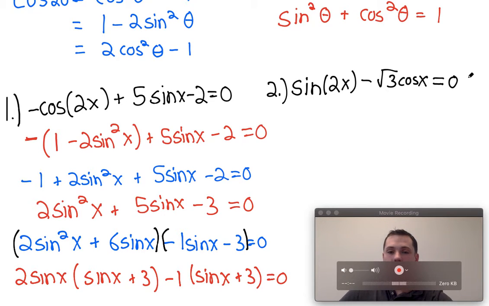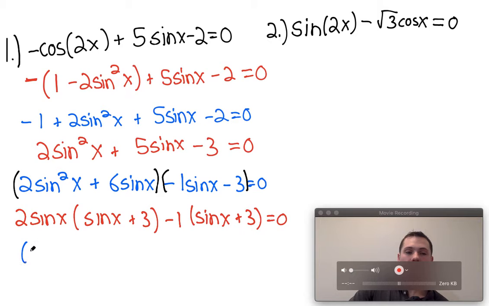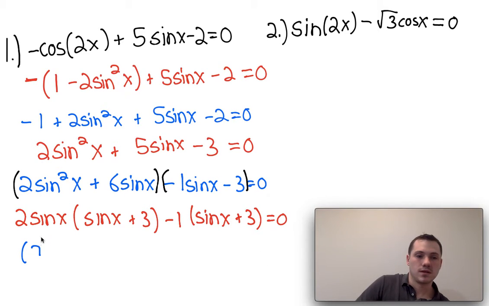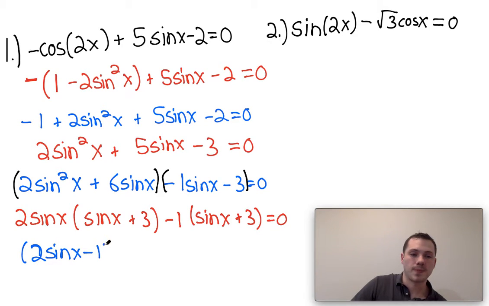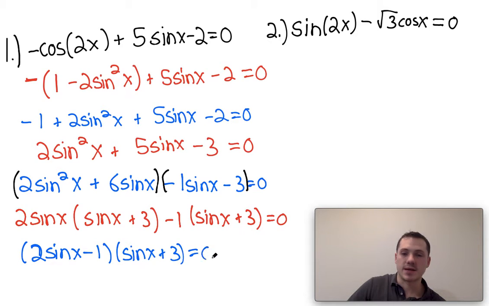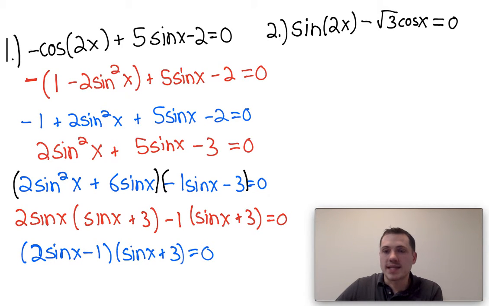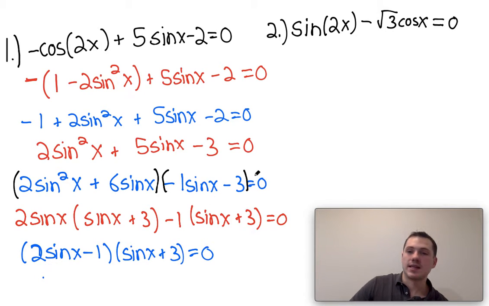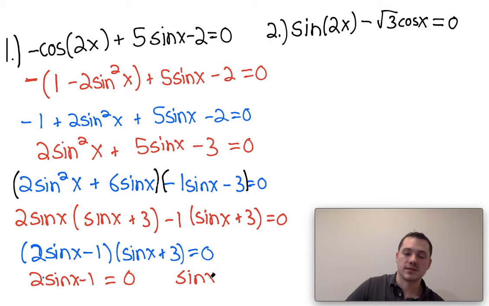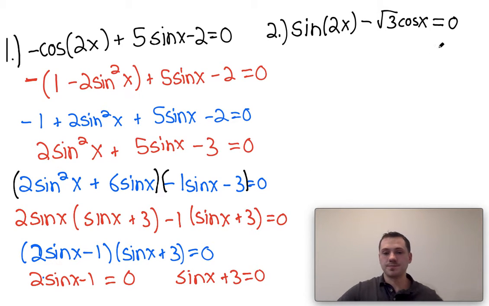At this point, we can see that our equation can be fully factored into 2 sine of x minus 1. So it would be 2 sine of x minus 1, and then also sine of x plus 3 is equal to 0. Once we're in our factored form, we can set each of the factors equal to 0 separately. This is going to leave us with 2 sine of x minus 1 equals 0, and then also sine of x plus 3 is equal to 0.